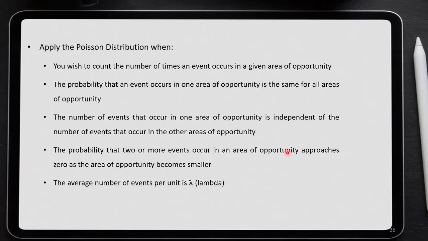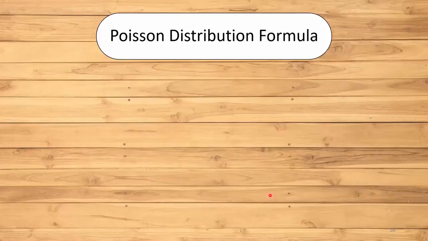And as the unit area of opportunity decreases, so the area of opportunity becomes smaller, we are not considering a day, we are considering a minute, a second. So as the time becomes smaller, the probability that two or more events will occur will be 0. That means in a small area of opportunity, there is only one event occurring. Two or more events occurring at the same point of time is 0. And the most important fact is the average number of events per unit is given by lambda.